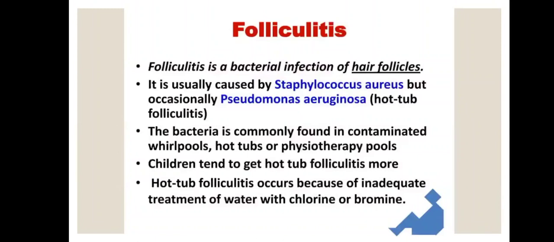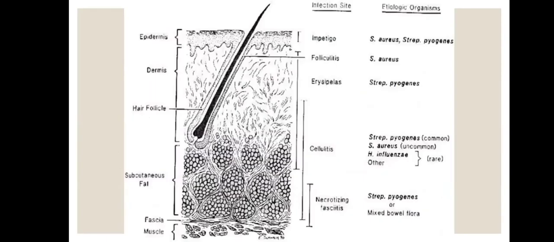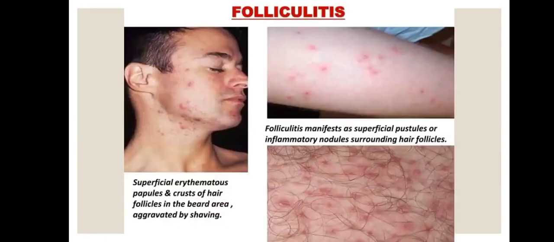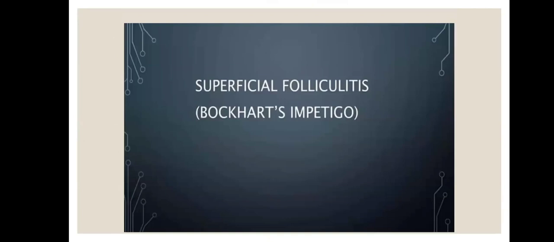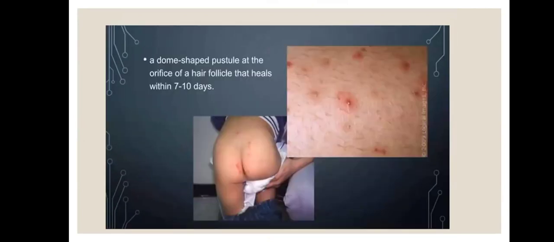It's infections of the hair follicles, again caused by Staphylococcus aureus. Like this, the lesions you can see in the follicles. You can see the redness and the infections. And superficial folliculitis, Bockhart's impetigo, it's called, just like impetigo, small bullae you can see, mostly on the back and the buttock areas where there is warmth and more humidity.